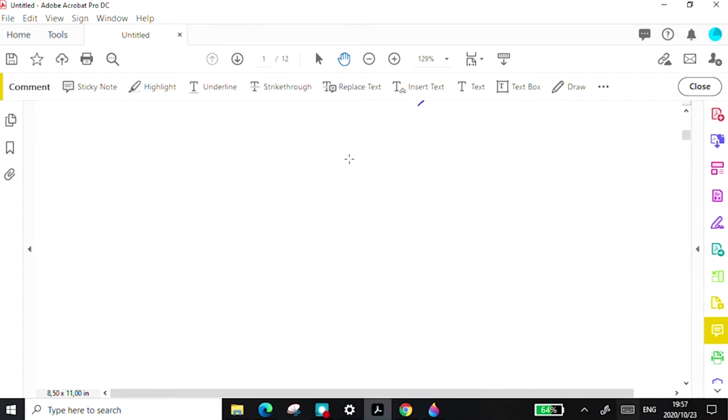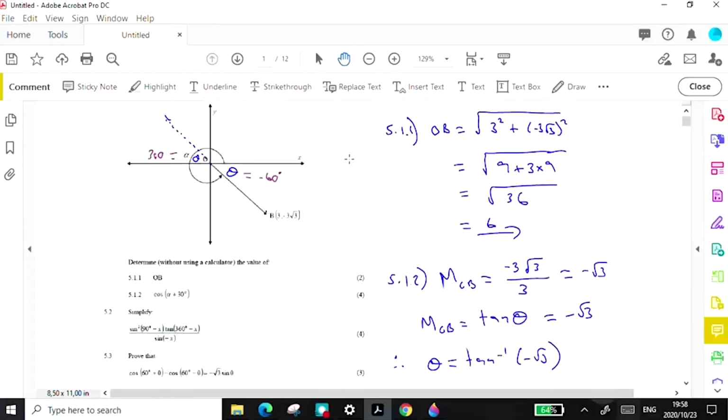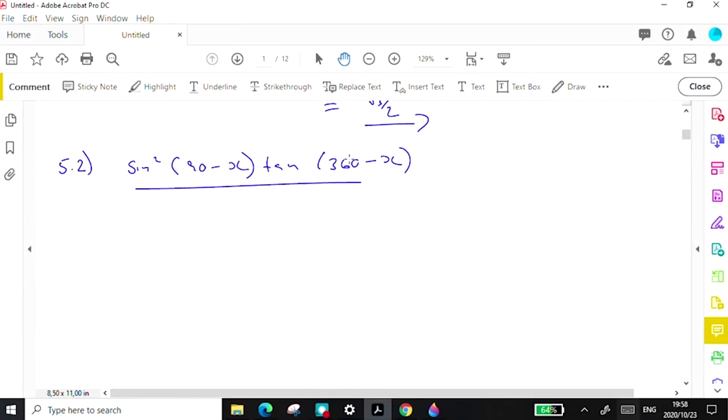So for 5.2, we are required to simplify sine squared of 90 minus x, tan of 360 minus x, divided by sine of minus x.